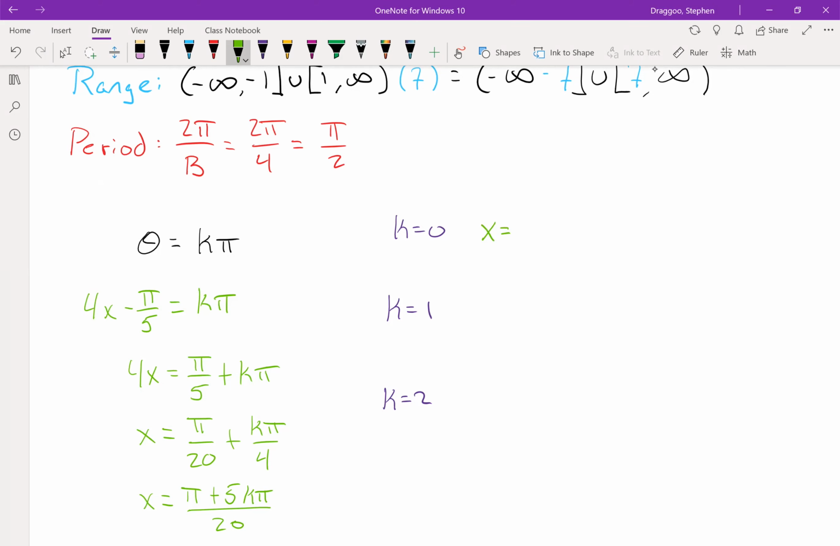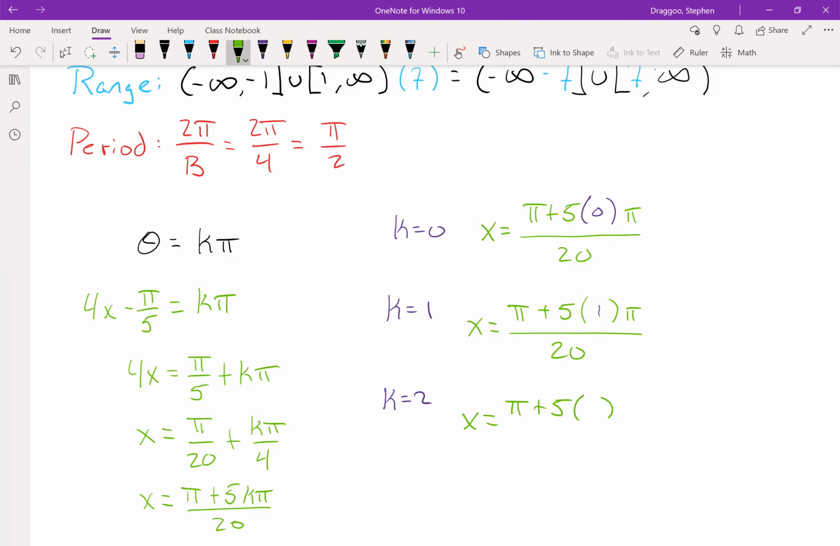I would be looking at x equals pi plus 5 times 0 pi over 20, pi plus 5 times 1 pi over 20, and x equals pi plus 5 times 2 pi over 20, giving us values of pi over 20, 6 pi over 20, and 11 pi over 20.